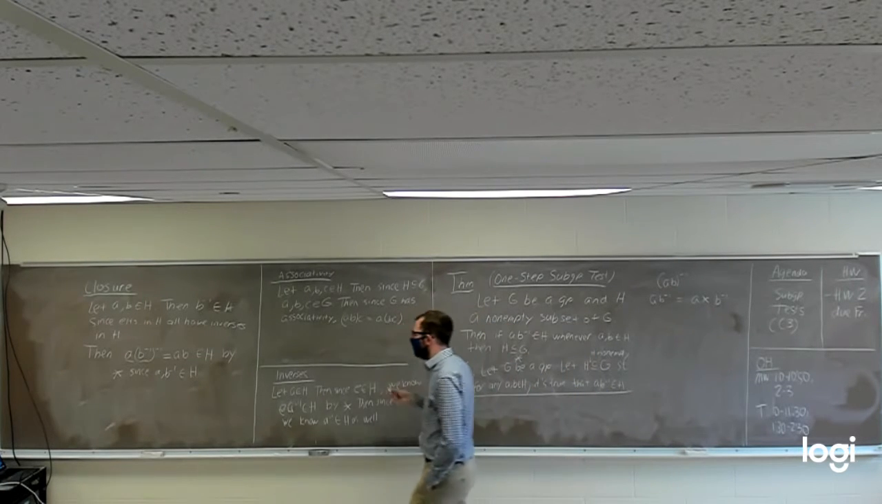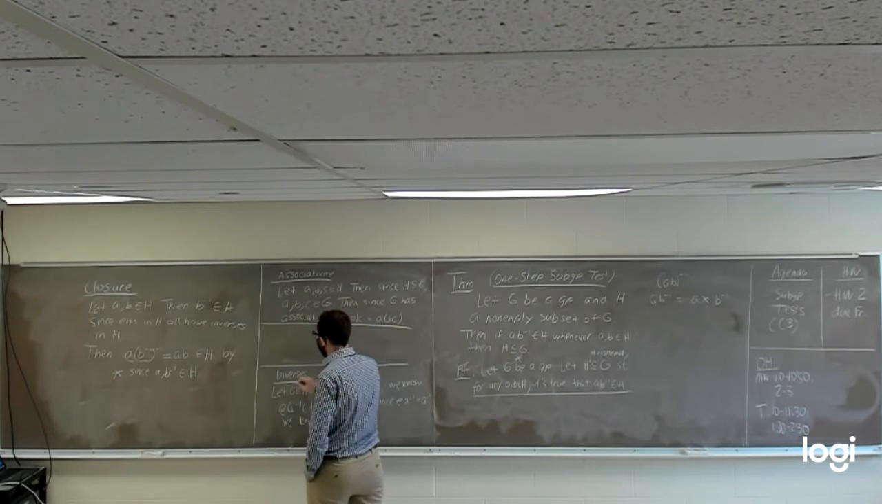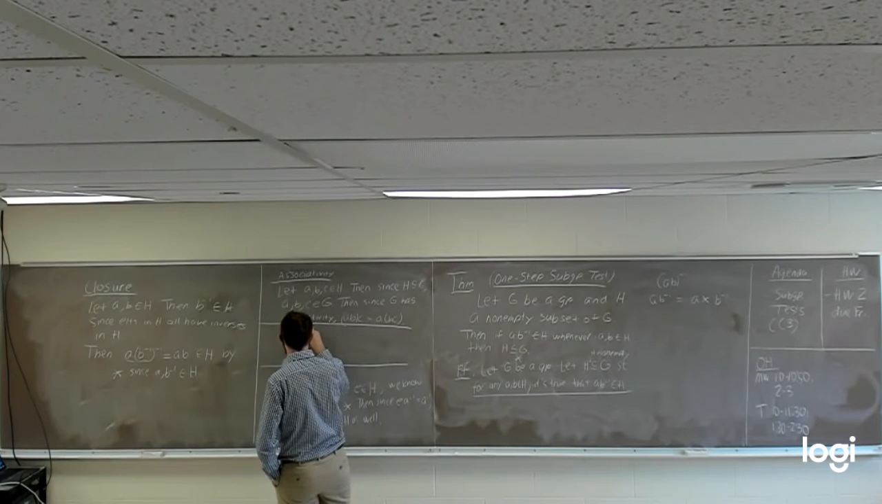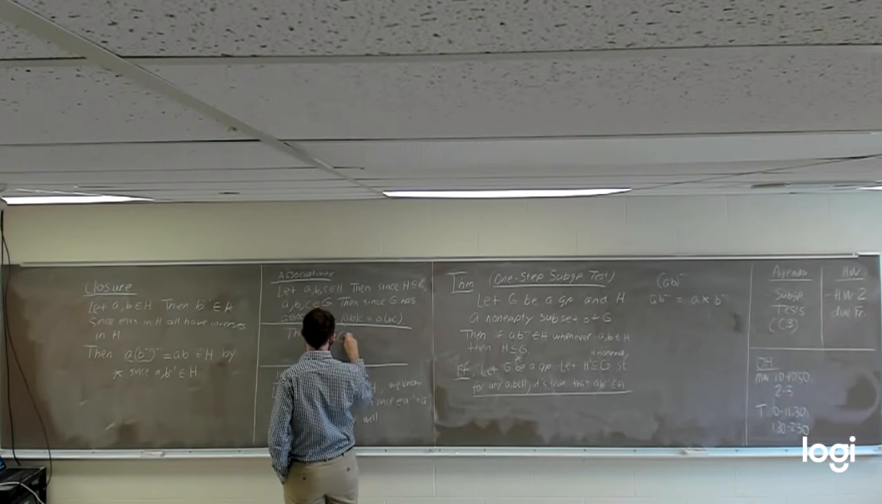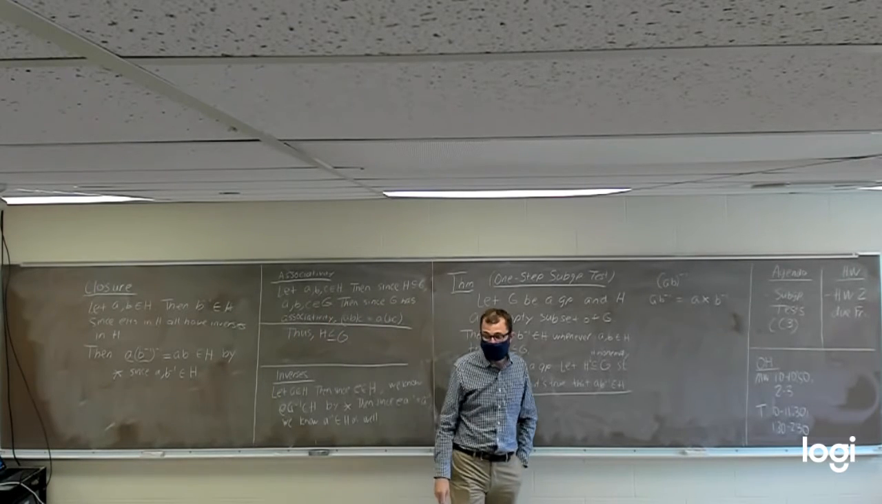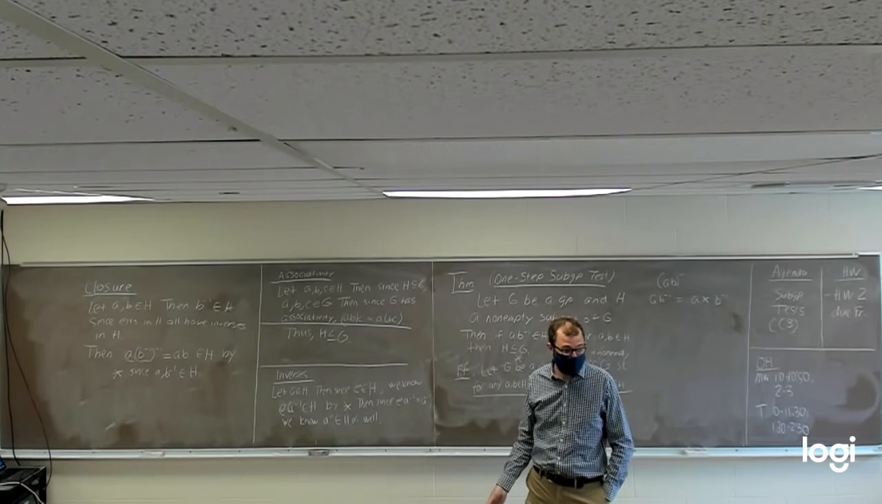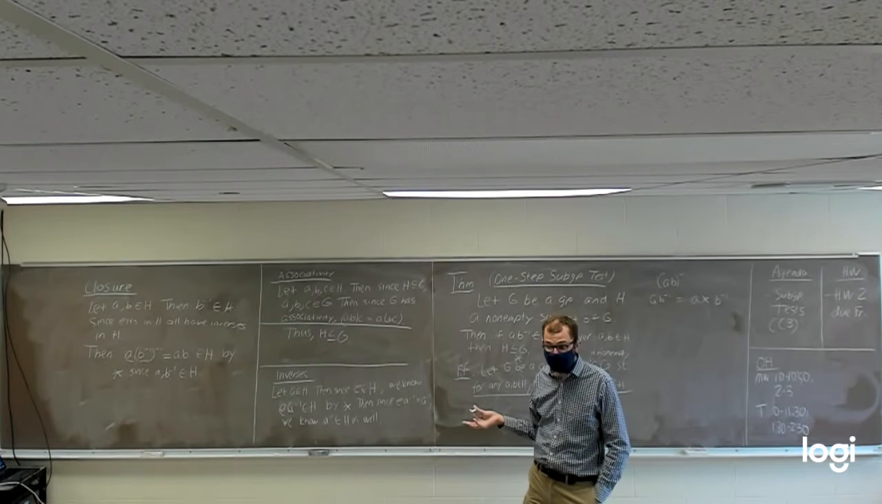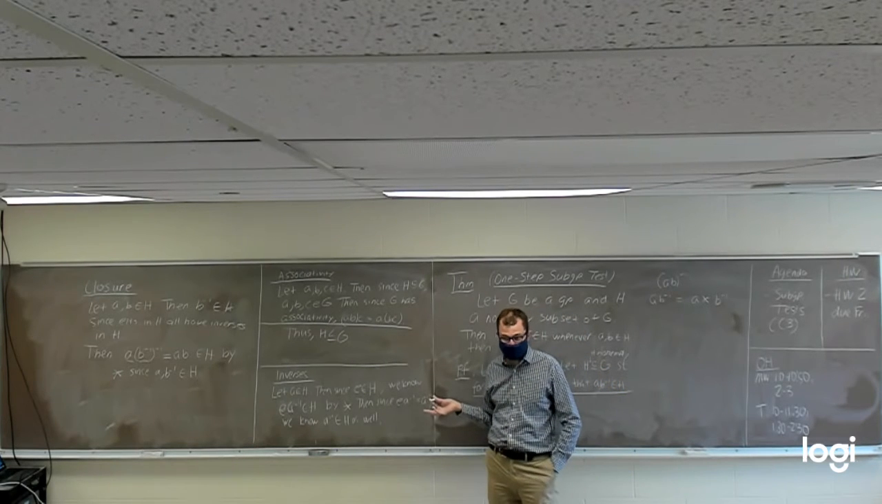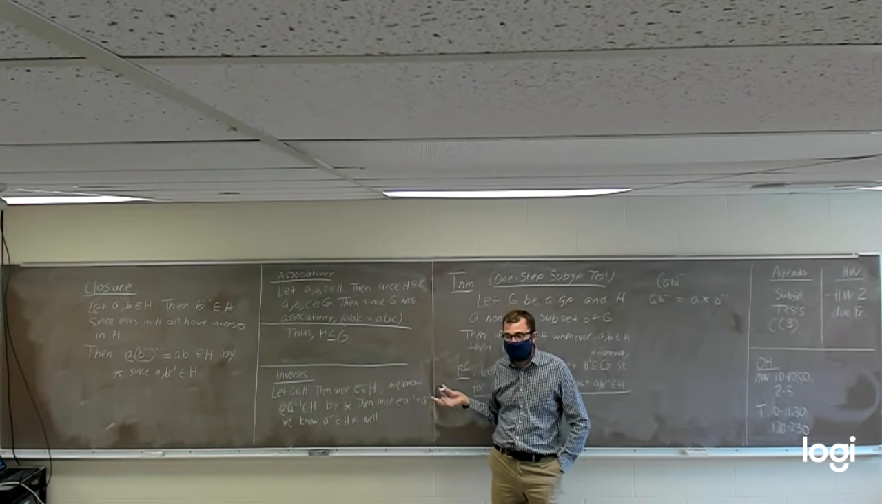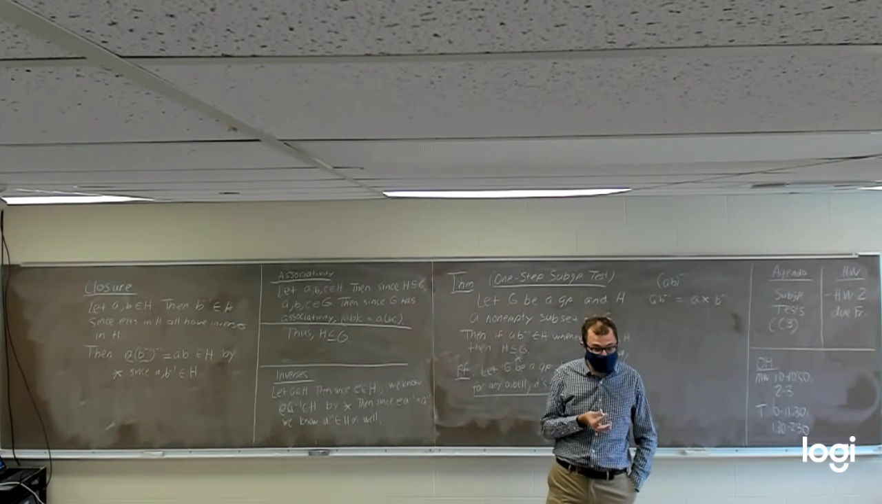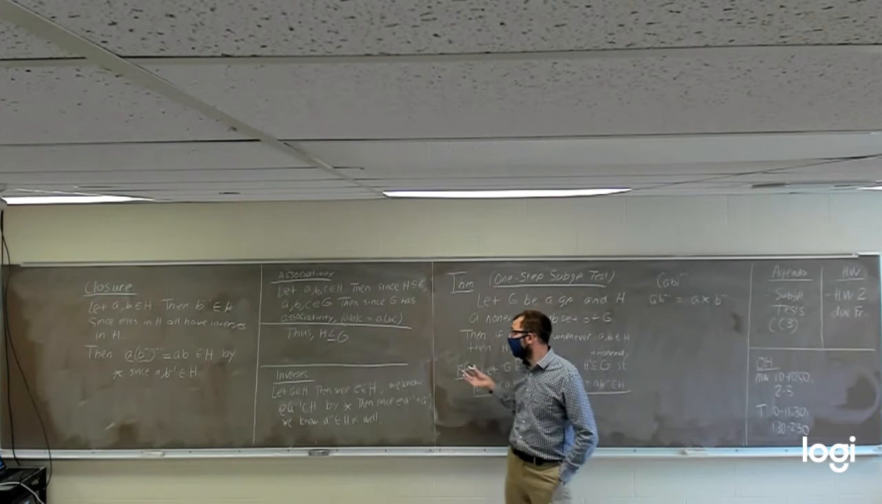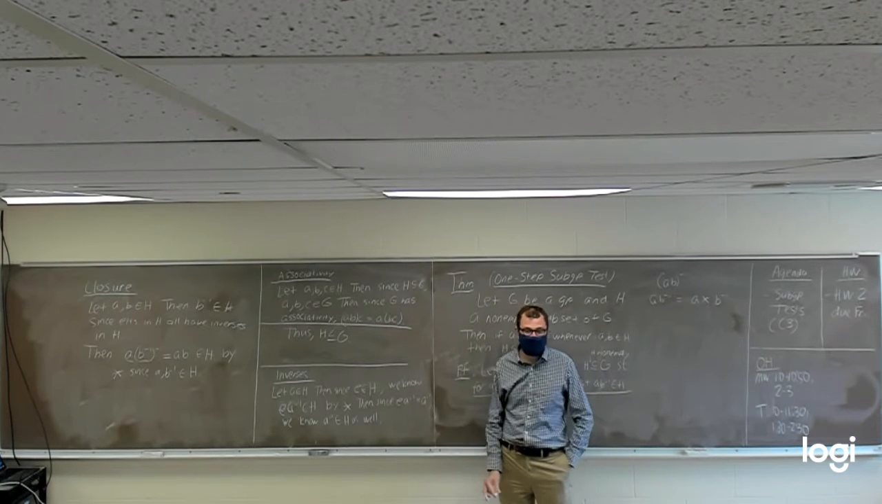I guess let's write a conclusion for our proof. Thus, H is a subgroup of G. We've proven that H has closure. We've proven that it has an identity element, just the identity element of H. We've proven that H has inverses, meaning given any element in H, it has an inverse in H. And we've proven that H has associativity.